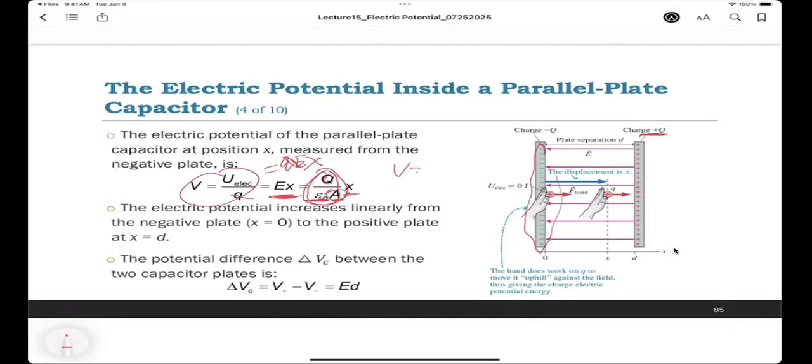The potential difference, the voltage between the two capacitor plates, is V positive minus V negative, equal to ED. Because you can see here V equals EX, and at the positive plate that means ED, and at the negative plate X is 0, so it equals ED. This is the potential difference. That makes sense to you?